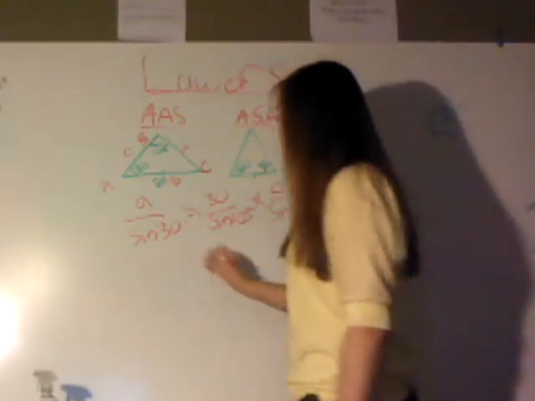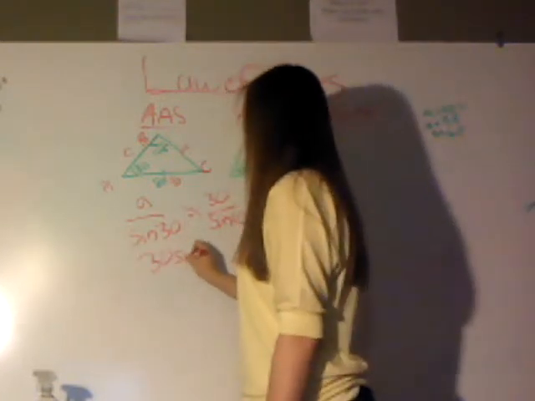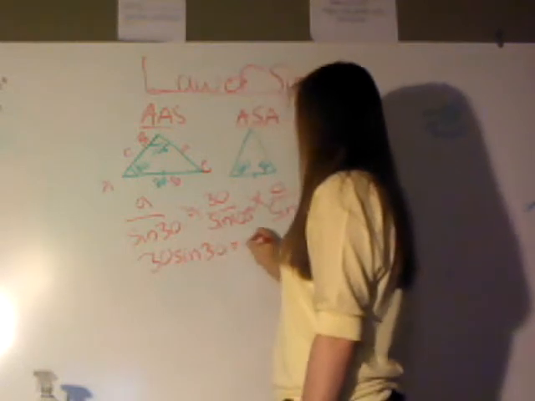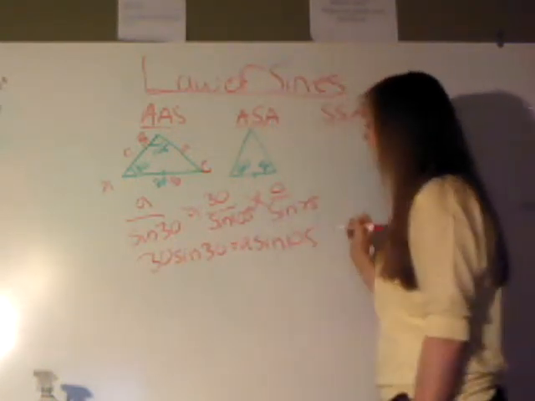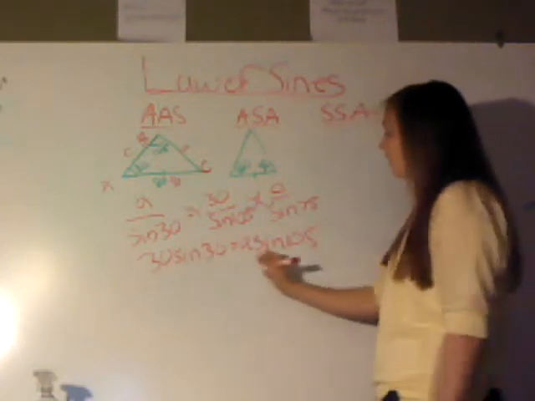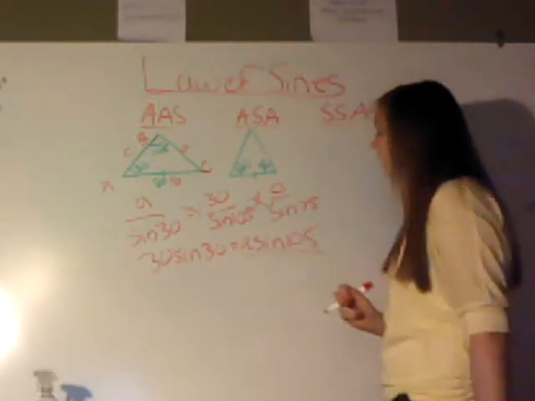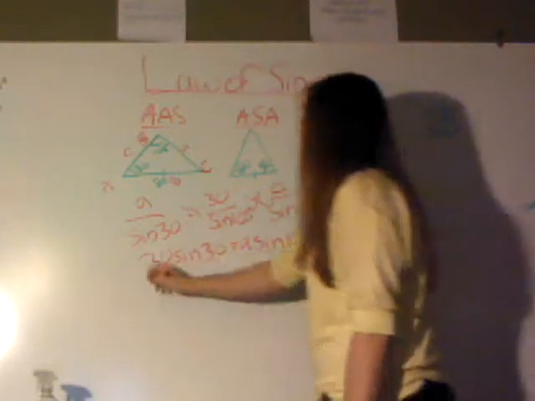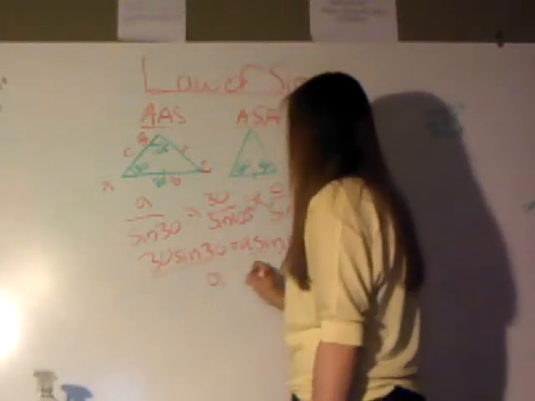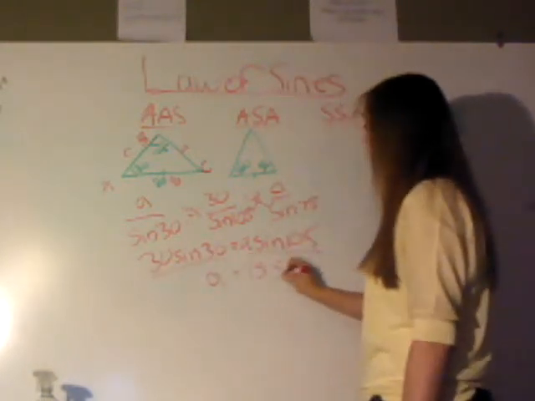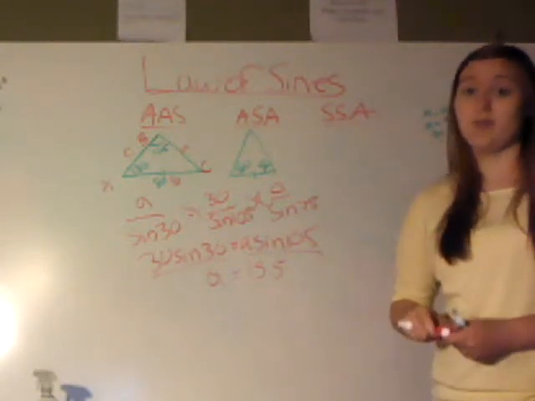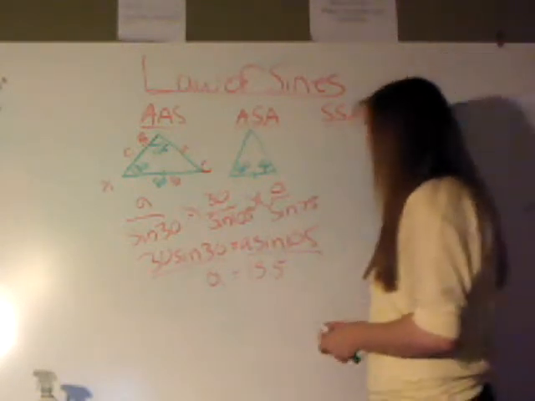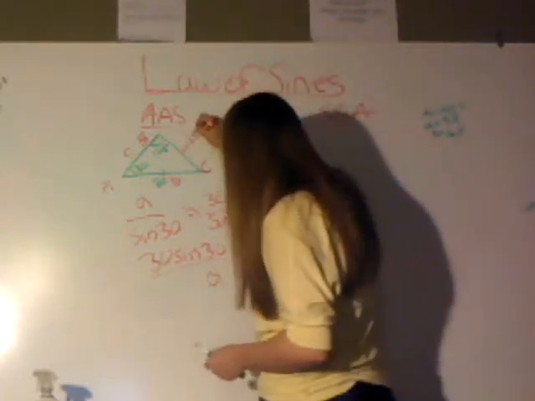So right now we are going to cross multiply, and you are going to get 30 sine 30 is equal to A sine of 105. You will divide 30 sine 30 by sine of 105, and A should become 15.5 when you plug it into your calculator using the sine button. But make sure it is in degrees. So that will equal 16.5.